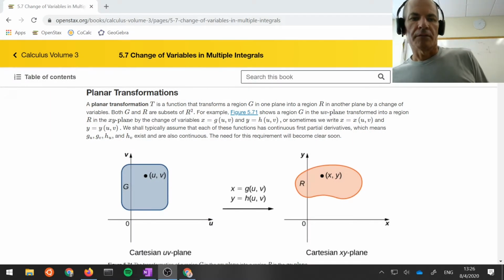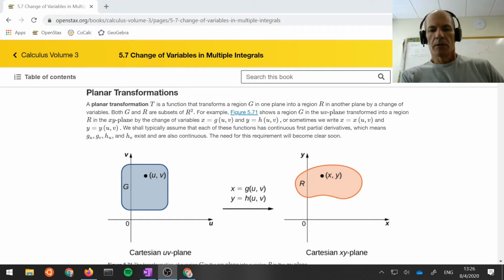Section 5.7 talks about one of the most beautiful aspects of integration theory that we'll encounter in this semester, and that's the idea of change of variables in multiple integrals. You probably won't be surprised to learn that when you're doing u-substitution or trig substitution back in Calc 2, that idea generalizes to double and triple integrals, two and three dimensions, and in fact it generalizes to even higher dimensional integrals.